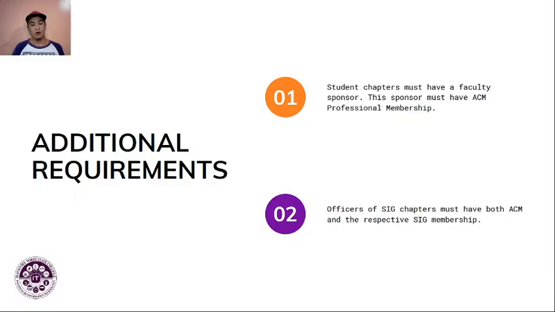Now, there are also additional requirements. Number one, student chapters must have a faculty sponsor. The sponsor must have ACM professional membership. So question, if you are a student and would like to publish a research, as per bylaw and requirements in producing a novel research from a student, there has to be a faculty sponsor. But I'm not really quite sure if that is still applicable today.